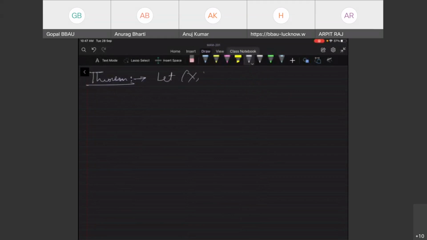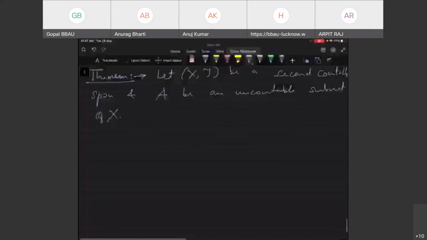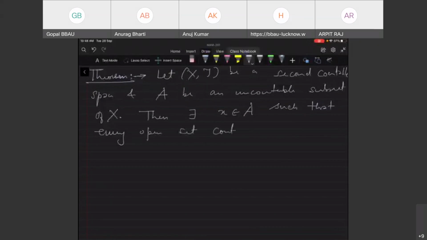Okay, so let X, tau be a second countable space and A be an uncountable subset of X, right? Then there exists x in A such that every open set containing x contains an uncountable number of points of A.